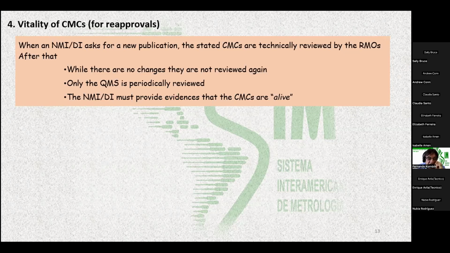The only periodical review that is made every 5 years is the review of the quality system that is made by the quality forum or the quality group for each regional organization. And since there is no technical evaluation in this period, the QCF needs to request some evidence that the CMCs are alive. And what do I mean by alive? From this publication, that they continue to participate in development projects, in improvement projects, that the people have been receiving training.